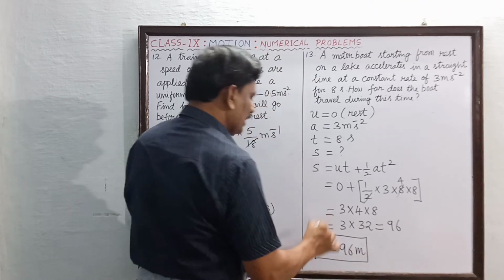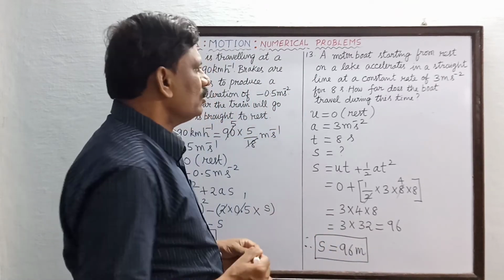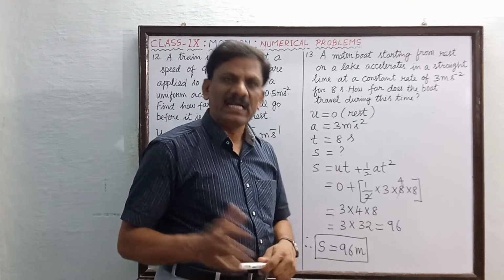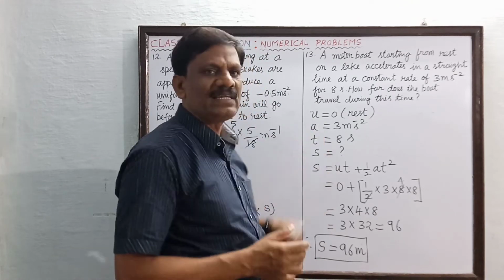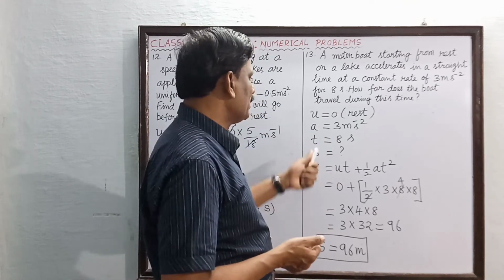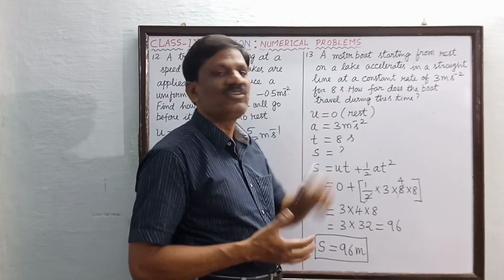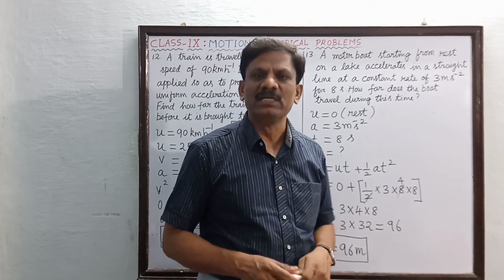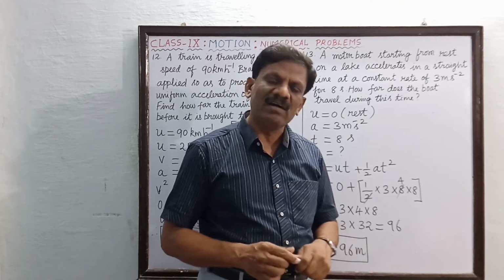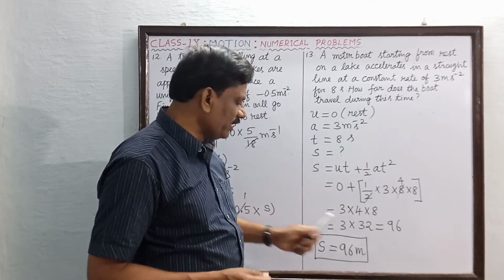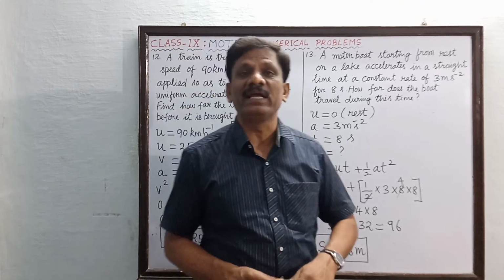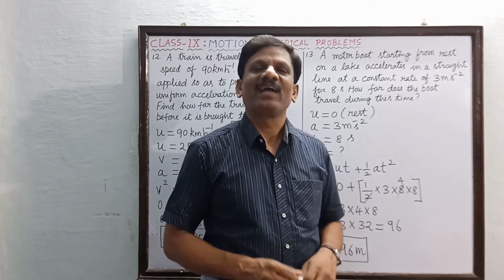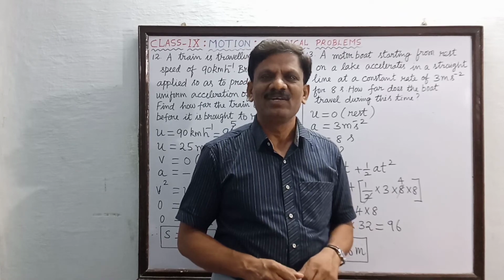So this is the answer. So here, since the boat is starting from rest, we have taken initial velocity equal to 0. And the time is 8 seconds, acceleration is 3 meter per second square. We have used the second equation of motion. So s equal to ut plus half at square. And after substituting, we have got the answer as how much? s equal to 96 meter. I hope you must have understood this well. Fine.